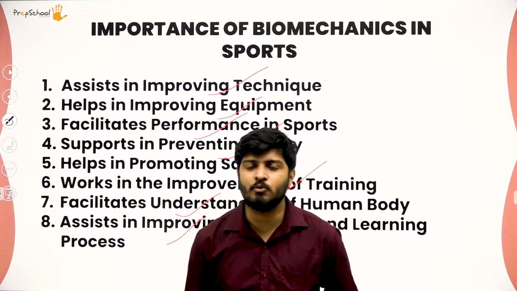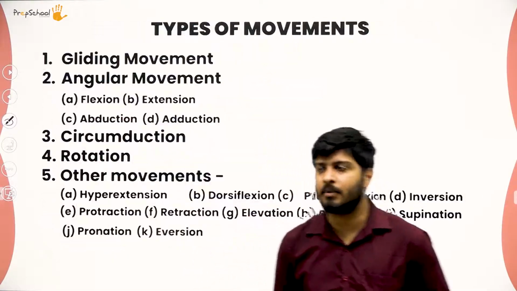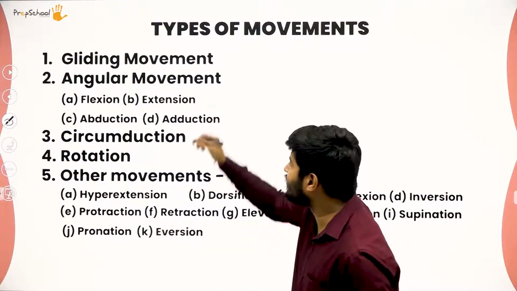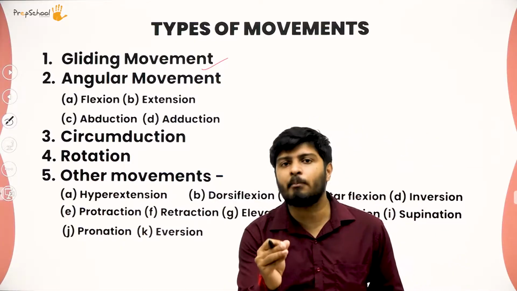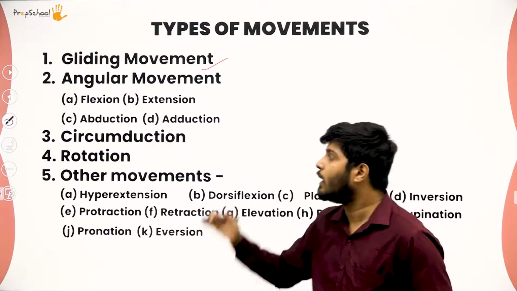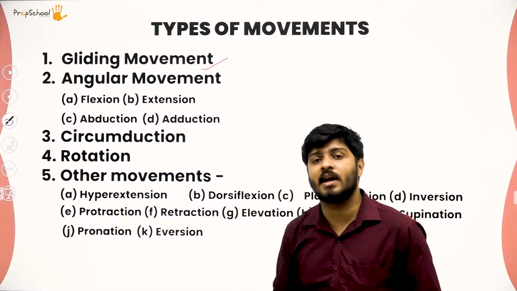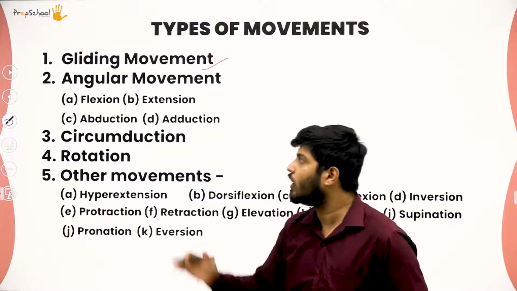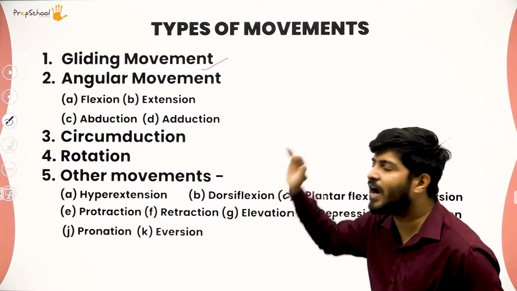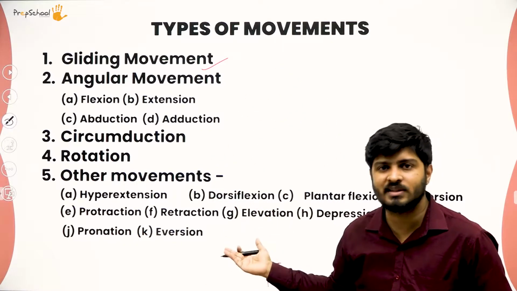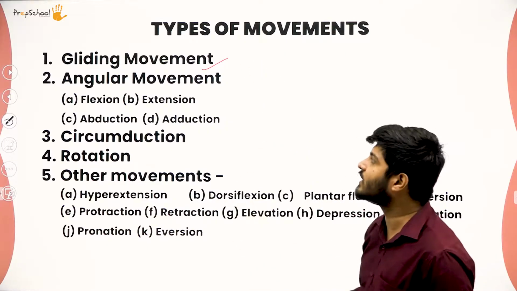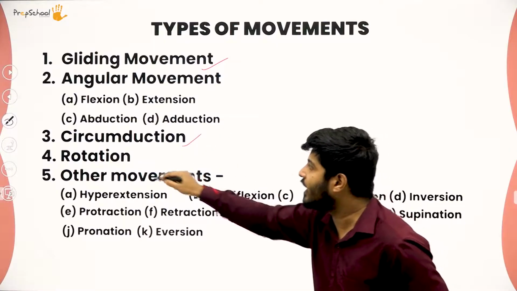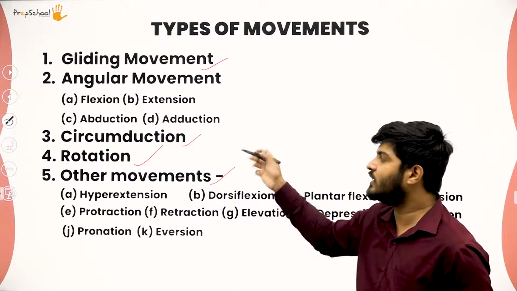Now having said that, let's move forward with our next topic in this chapter, that is types of movement. So what different kinds of movements do we have? First we have gliding movement. Now before we get into each sub-type of movement in the body, we need to at least have a bird's eye view of the whole concept. When you talk about movements, we have basically five categories. Fifth is obviously miscellaneous, but basically we have four main categories: gliding movement, then angular movement, then circumduction, then rotation, and finally miscellaneous other movements.